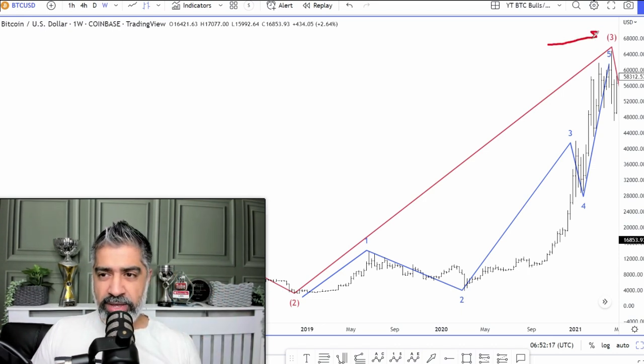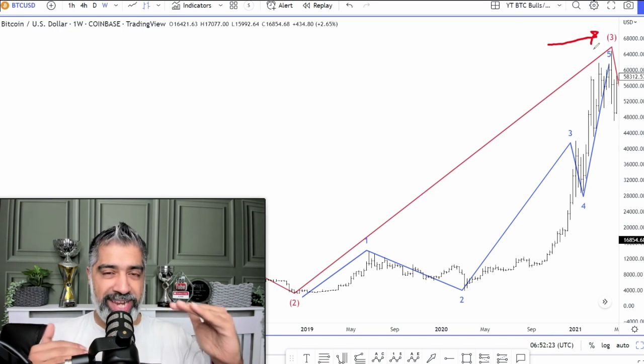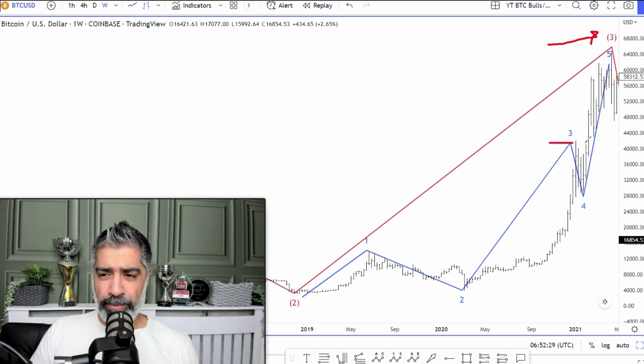So we've got a wave 3. And what's coming next is a wave 4. Most wave 4s end in the range of the former wave 4. What do I mean by that? Well, the former is the blue, right? It's the blue section over here.